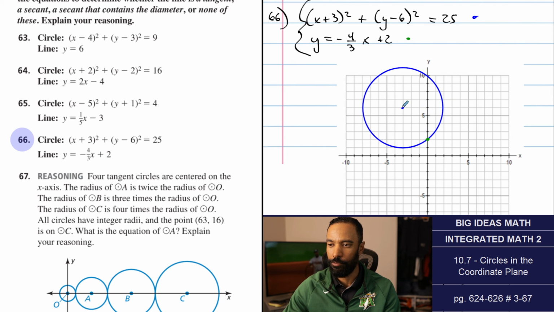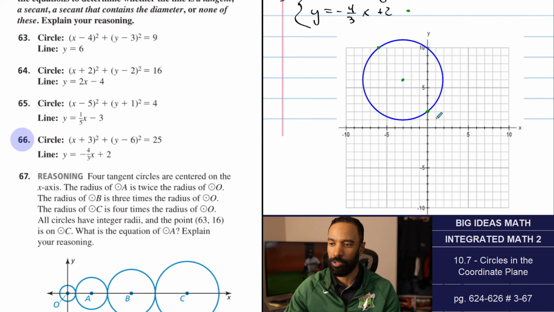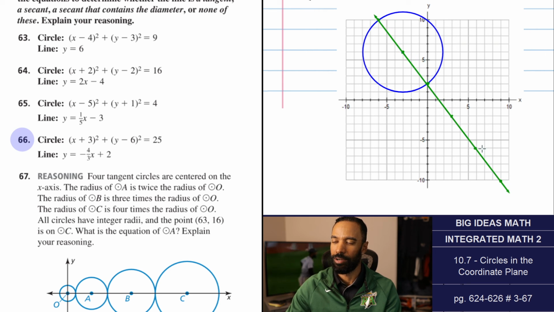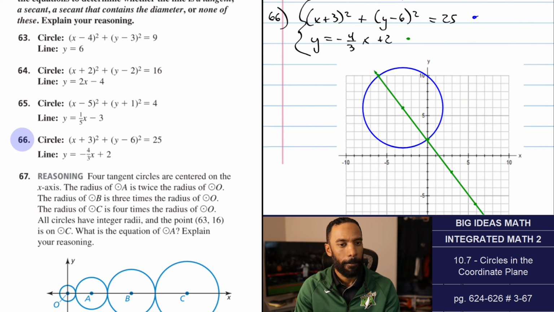Up 1, 2, 3, 4. Left 1, 2, 3. It hits the center. So it looks like it's exiting. It's going in, coming out. It's a diameter. They really had to think up that problem, didn't they? Not try stuff till it works, but making sure they know what they're doing. So this is that guy there. That's a secant that contains the diameter.